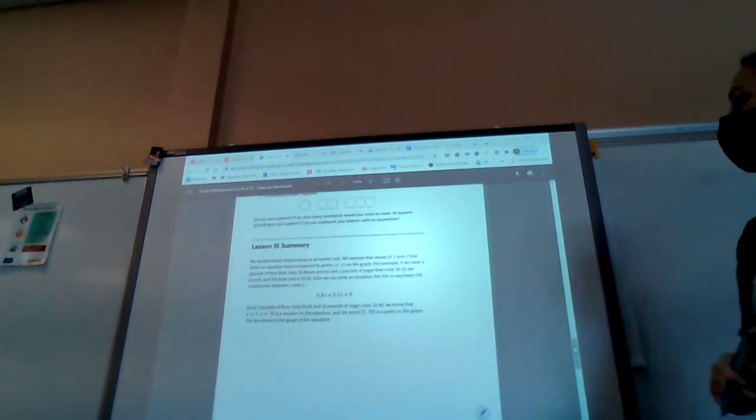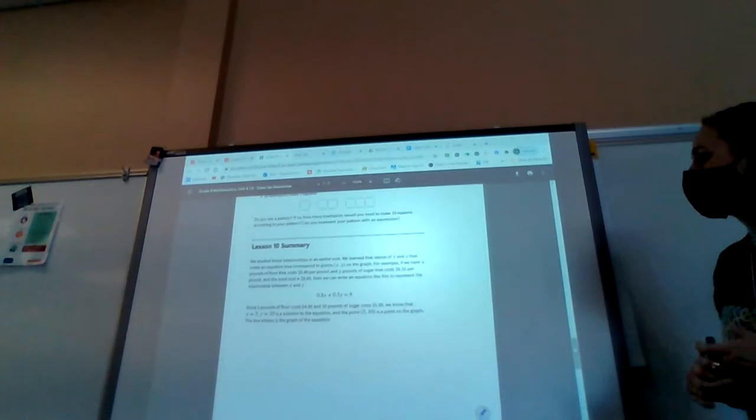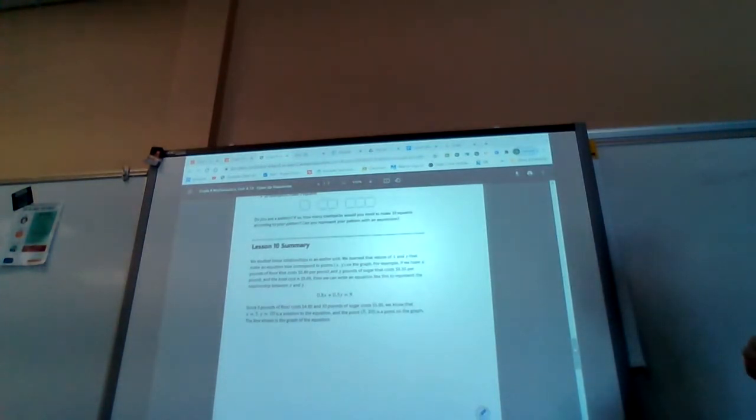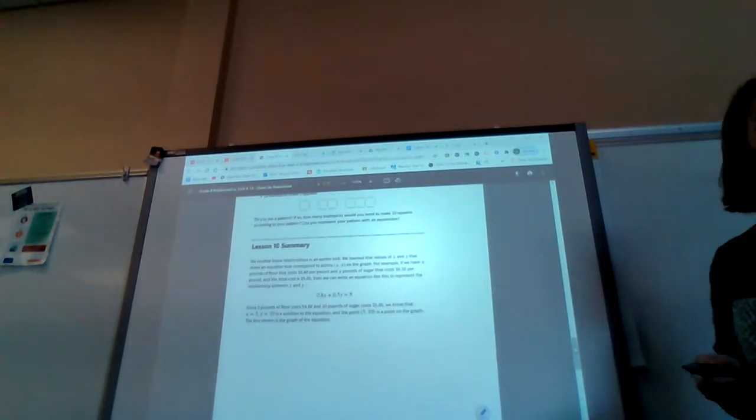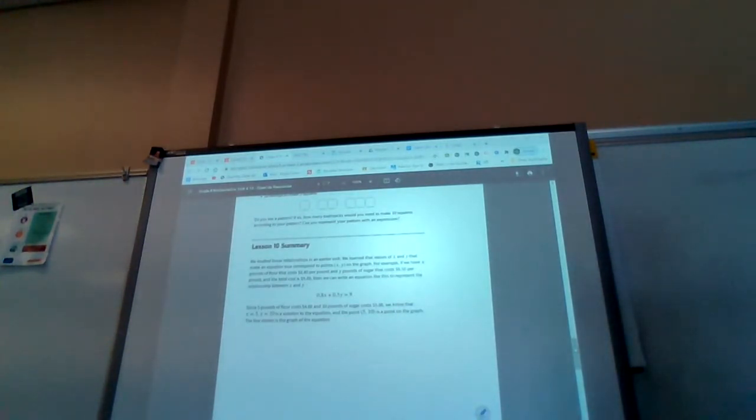We learned that the values of x and y make an equation true. I can't read this close. Get another packet. Here, somebody read. Okay, I'll just stand by my favorite student. Second favorite. That makes an equation true corresponds to the point x, y on the graph.